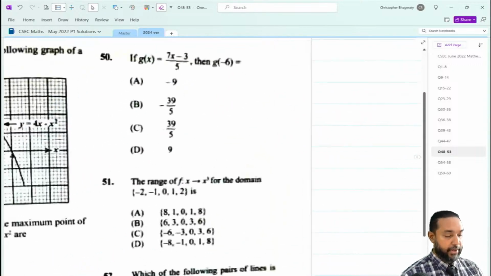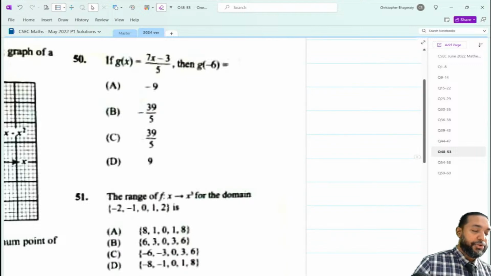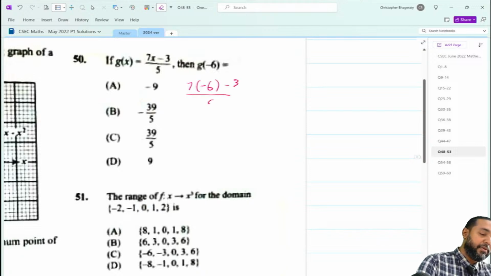All right. Okay, so we get a nice little relief here. g of x is (7x minus 3) on 5. g of minus 6 means you're simply substituting minus 6 into the function. 7 by minus 6 is minus 42. Minus 42 minus 3 over 5, that's minus 45 over 5, which is equal to minus 9.